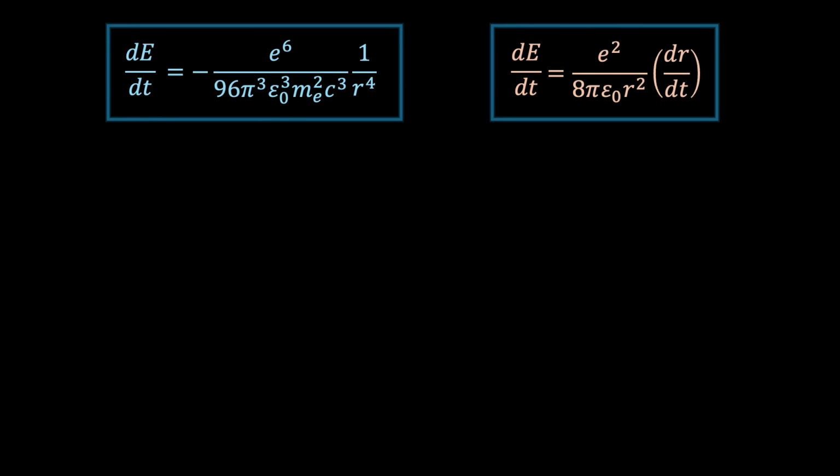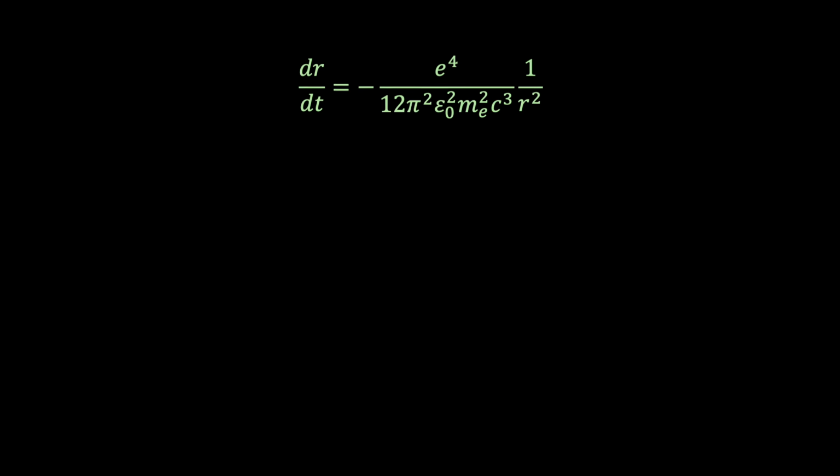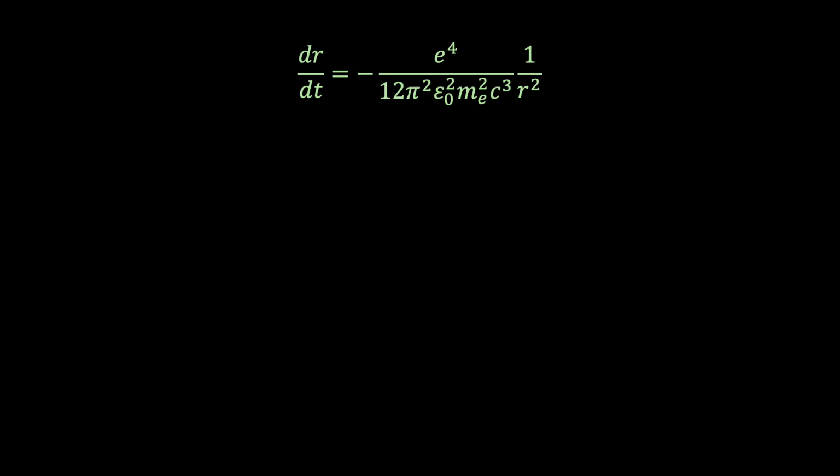Okay, so now we have two expressions for the derivative of the energy with respect to time, and if we equate them, we find the following purple expression. And we can then rearrange this for dr by dt and simplify, and we find the following green expression. And this is what we were looking for. We now have a differential equation written in terms of the radius and how it changes with respect to time.